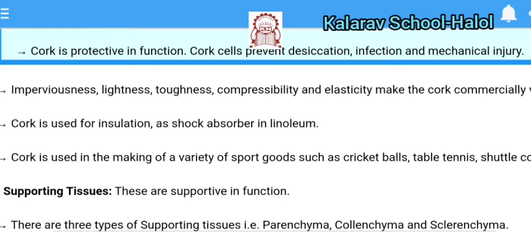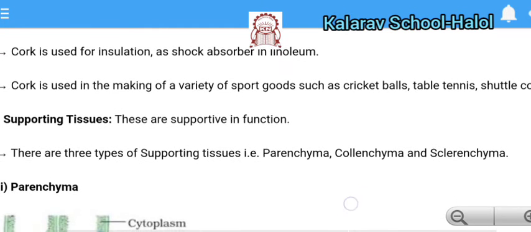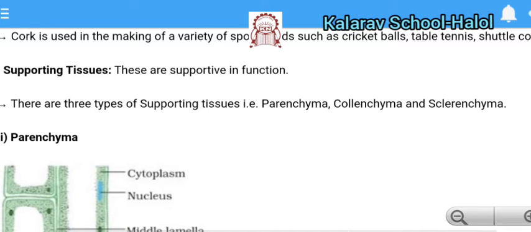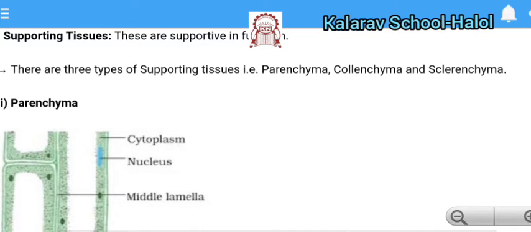You can already see the cork. Cork is just the lid of a small round bottle, which you can put on. Next, supporting tissues. These are supportive in function, helping to provide support to plants. They are of three types: parenchyma, collenchyma and sclerenchyma. They are very important, so you have to know the differences between parenchyma, collenchyma and sclerenchyma.